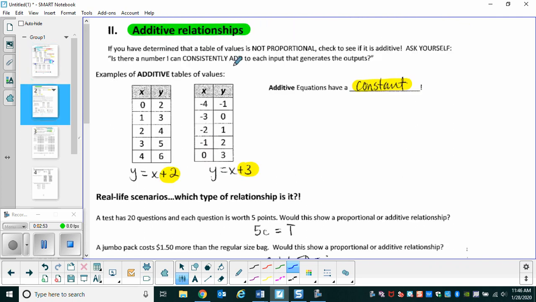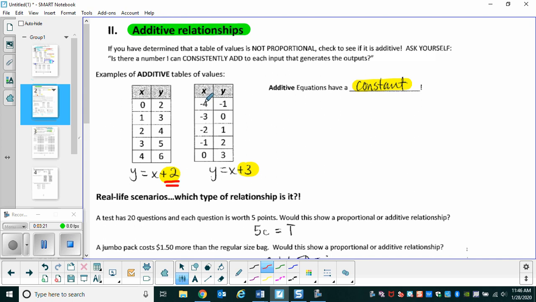To talk about additive relationships. So for the additive relationships now, what you're looking at is just a constant where you've taken each of these input values and you're adding to get the outputs, and your constant here would be the number that you're adding. So for example, 0, 2, you add 2. 1 plus 2 is 3, 2 plus 2, you're adding 2 every single time. And here you can see that you have a constant of 2.